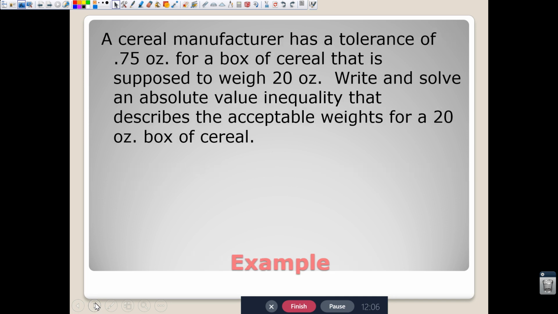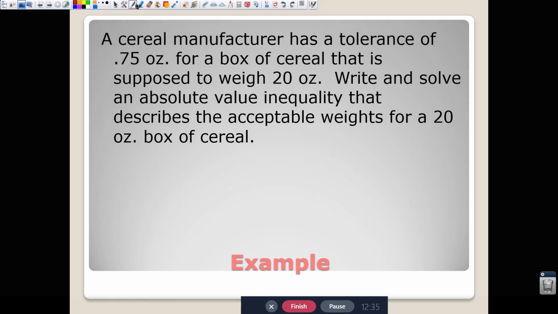So let's try some. A cereal manufacturer has a tolerance of 0.75 ounces for a box of cereal that is supposed to weigh 20 ounces, right? Write and solve an absolute value inequality. Describe the acceptable weight for a 20-ounce box of cereal. So we're going to create an inequality, and then we're going to solve it. So my equation was x minus my average. So what is my average? 20. This tells me my tolerance is 0.75.